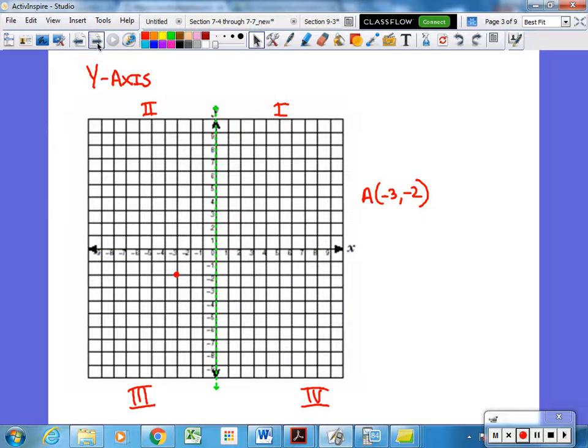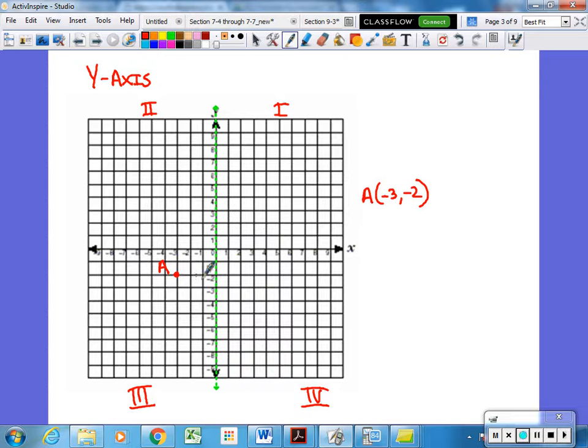There are a few types of reflections we're going to take a look at. We're going to talk about vertical, horizontal, and then ultimately y equals x and y equals negative x. So let's start with the reflection about the y-axis. If I have the following point, -3, -2 for A, we plot our point, -3, -2. What you're really looking for is the distance.